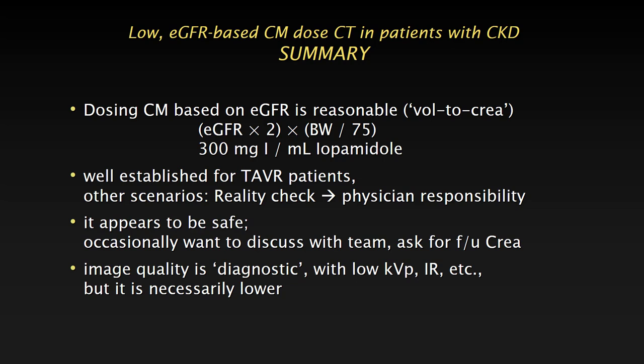So for TAVR patients, you don't really need to do anything, because even in the TAVR requisition sheet, they say if poor renal function, use a low EGFR protocol. For any other scenario, like in body or for anything else, it is a physician's responsibility to do a reality check, to decide if it makes sense. First of all, to calculate how much contrast a patient could get, you need to know the patient's weight and the EGFR, and you need to make a judgment call. If you think that the amount is safe, then you want to do this.